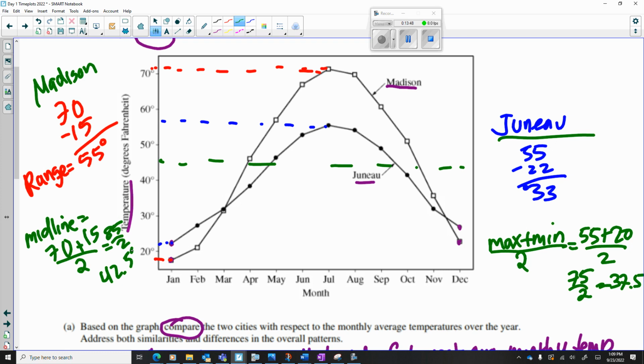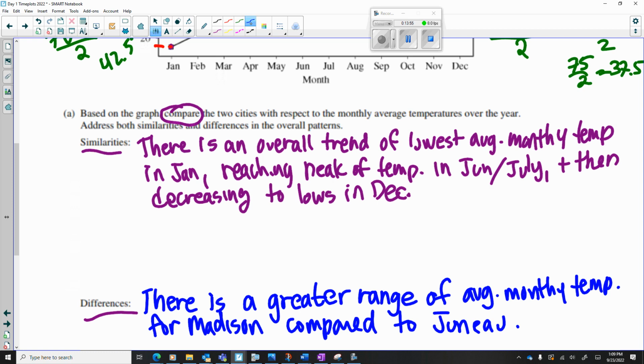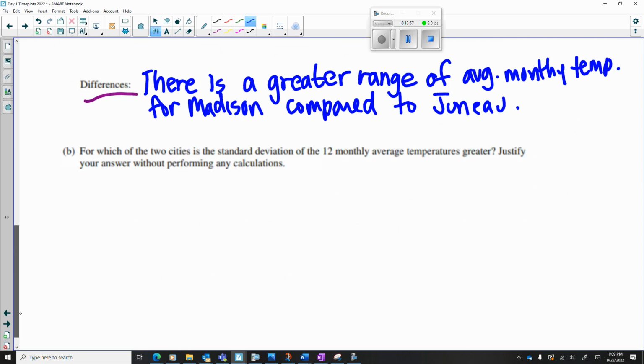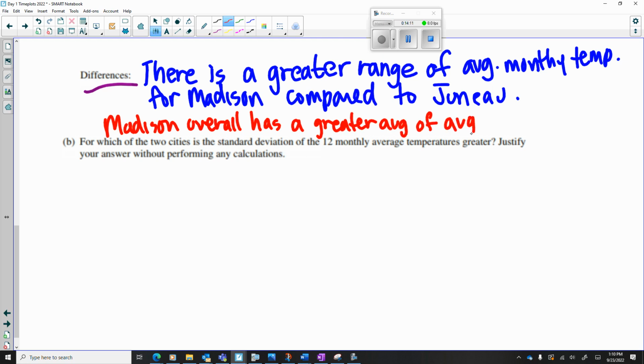I'd say Madison's is a little higher because it does reach a higher peak. So maybe we could put that as a difference as well. So let's go down here. Madison overall has a greater average of average monthly temps than Juneau. That makes sense because you're not going to get any colder than Alaska, right?